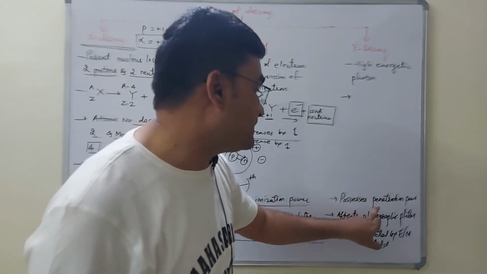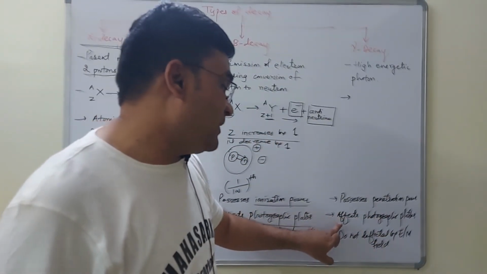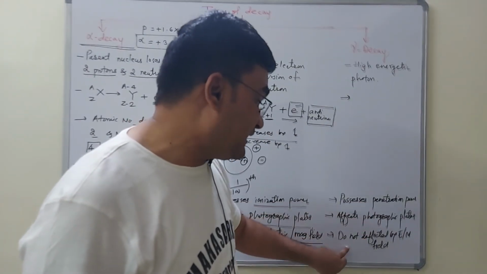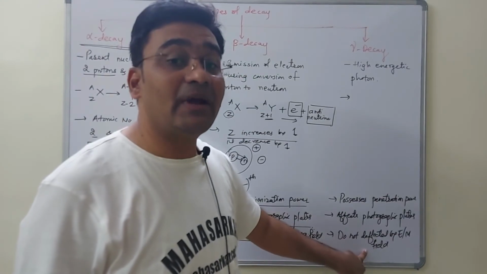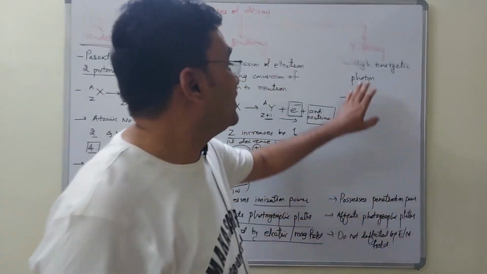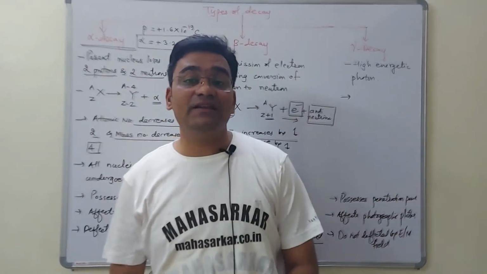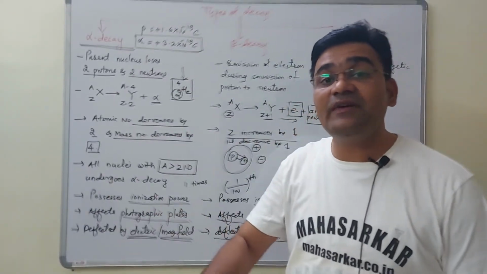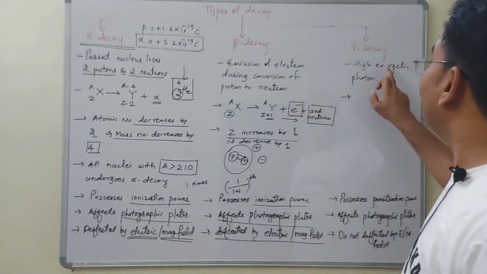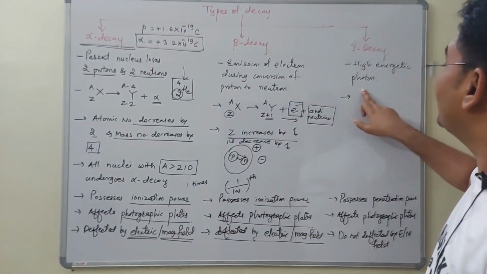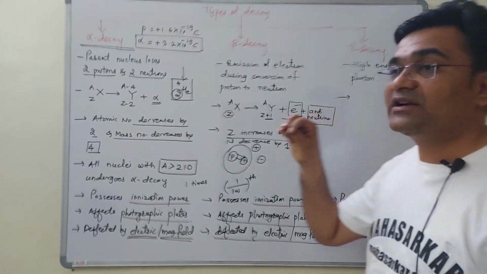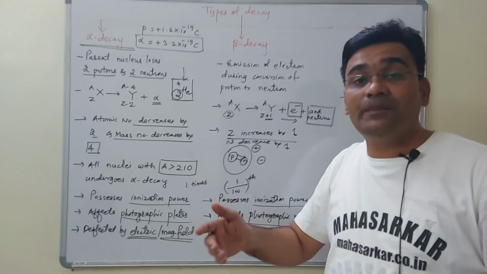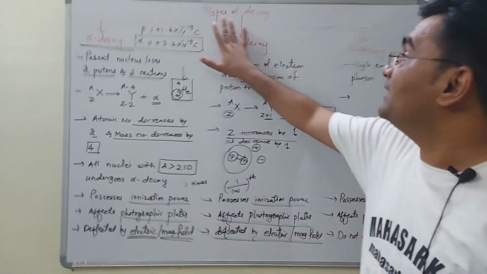Gamma decay also possesses penetration power. Gamma decay also affects photographic plates. Gamma rays are not deflected by electric and magnetic fields. The logic is very simple. It is a photon. A photon is chargeless and massless when it is at rest. So it has mass only when it is in motion. So a highly accelerated particle is called a photon. If you pass that photon through an electric field and a magnetic field, there is no charge on it, therefore it will not get deflected. So this is the decay.